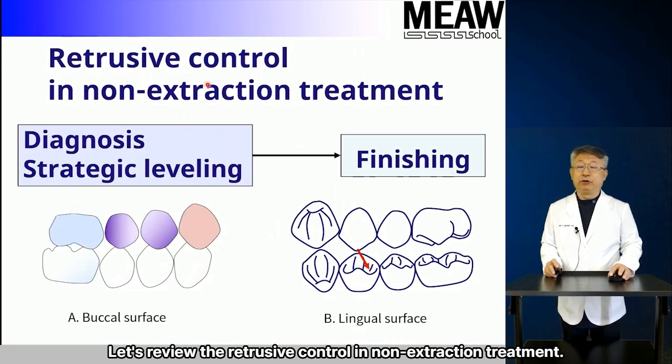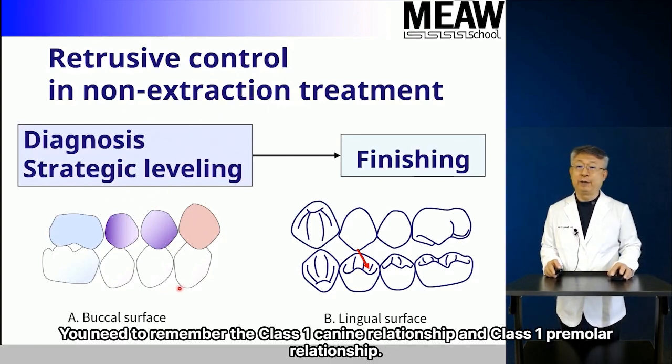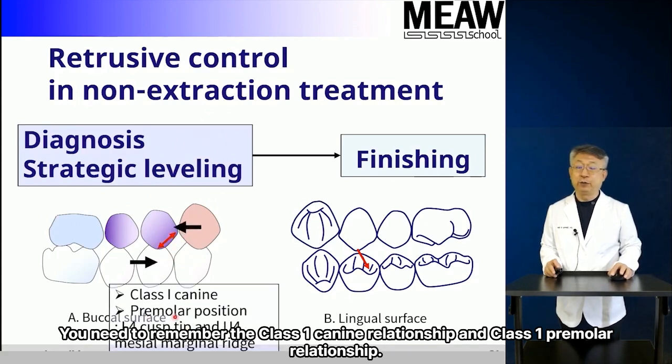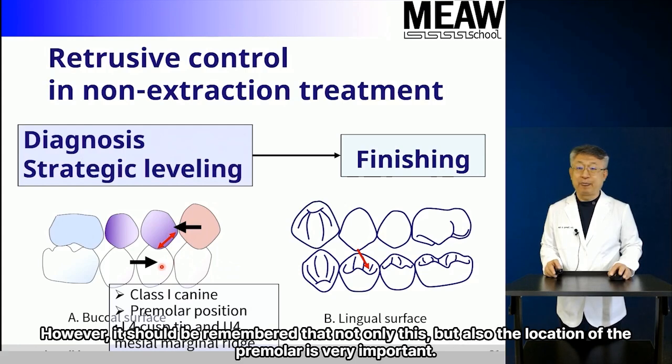Let's review the retrusive control in non-extraction treatment. You should think about diagnosis and strategic leveling first. You need to remember the class 1 canine relationship and class 1 premolar relationship. Many doctors value the class 1 canine relationship, where the upper canine is located between the lower canine and the premolar. However, it should be remembered that not only this, but also the location of the premolar is very important.